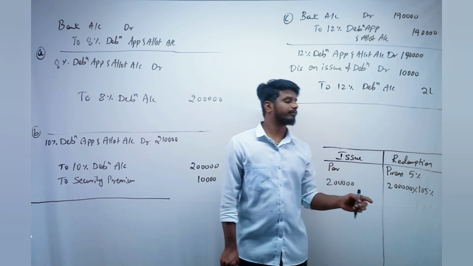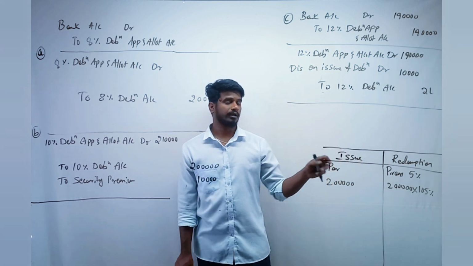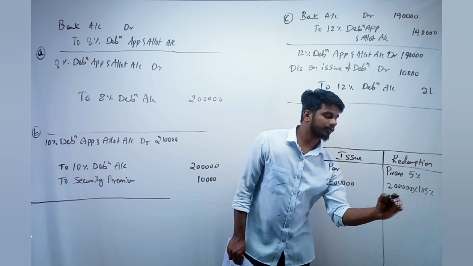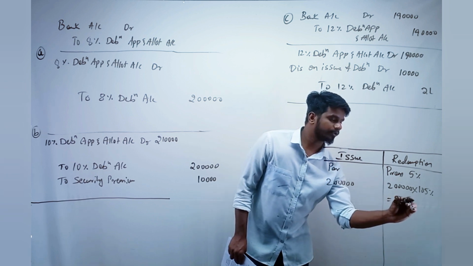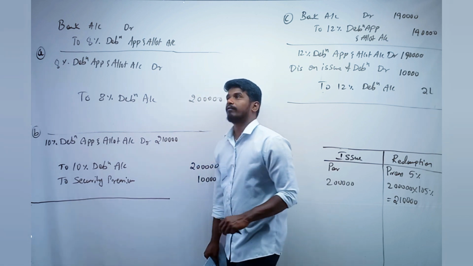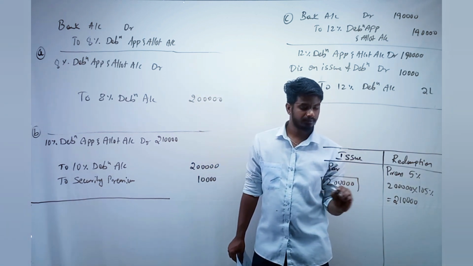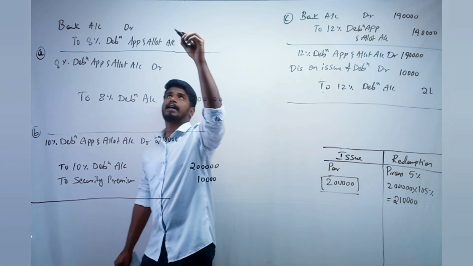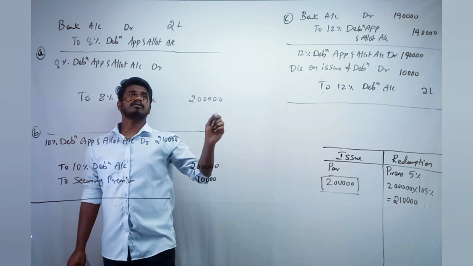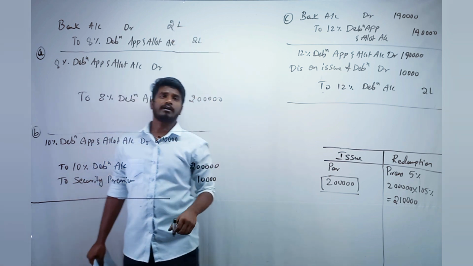Next, premium: 2 lakh into 105%. If they have given 10%, we will get 110%. If they have given 15%, we will get 115%. Right, it will be how much? 2 lakh 10,000. Correct me if I am wrong. Okay, fine. So in bank we will get 2 lakh, right.